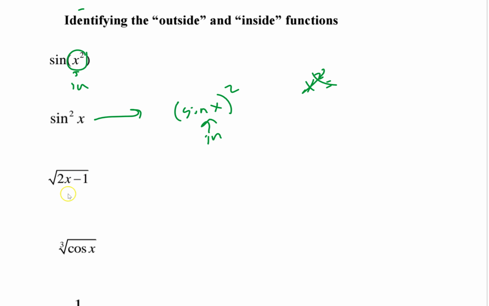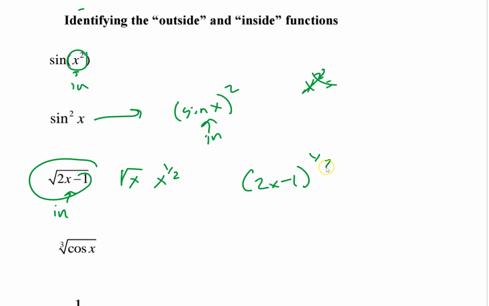Look at this one, right? The inside is 2x minus 1. The outside would be the square root of x, or x to the 1/2. Again, for me, the way I think about it, I just rewrite this: 2x minus 1 to the 1/2 power. This is the inside, and then this is the outside, the power thing.